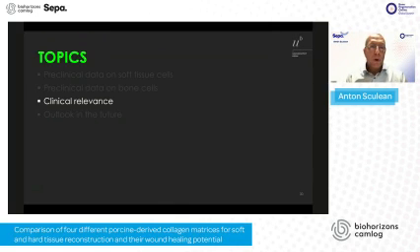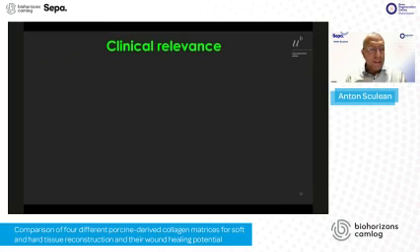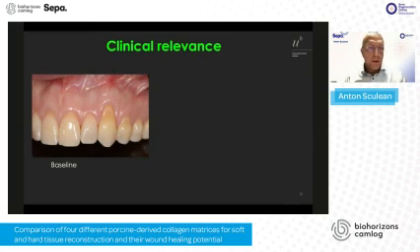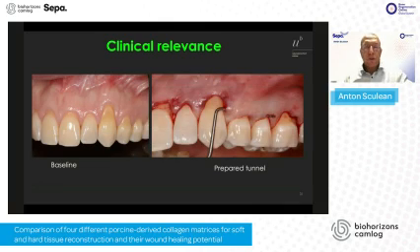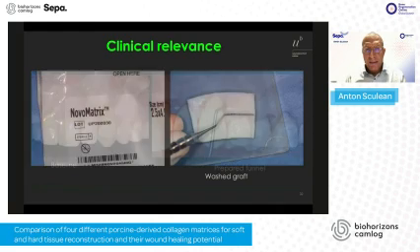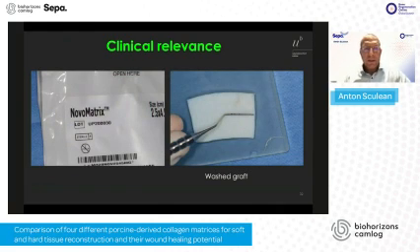Let me show you only some clinically relevant information. I started to use this matrix in my patients roughly more than one year ago. Of course, this is not bone regeneration, it's soft tissue regeneration using the tunnel approach. And this is the material, the Novomatrix. What is very important to point out for the clinicians is the handling. I think that's very important.